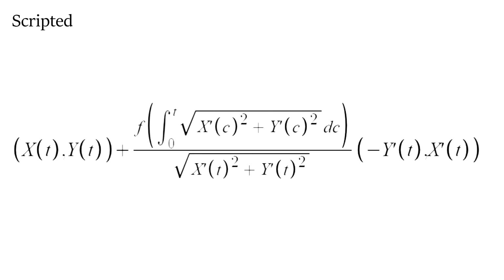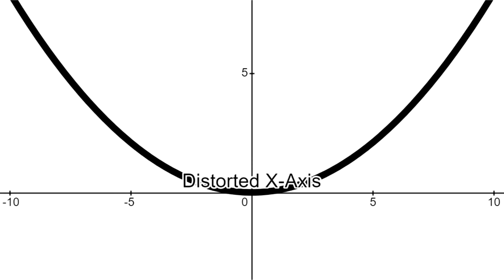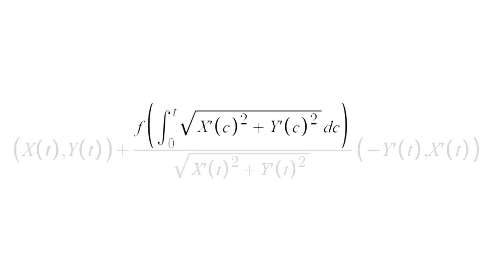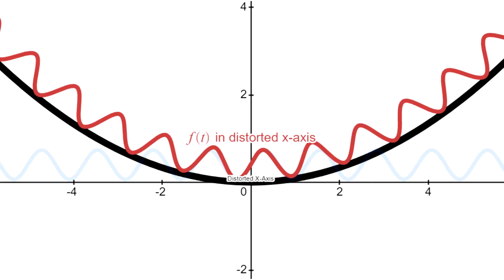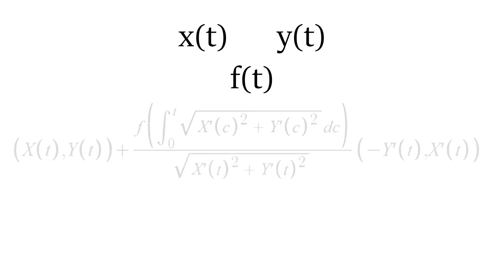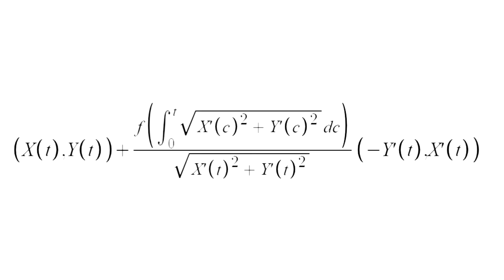In this expression, we have 3 functions at play: x of t, y of t, and f of t. x of t and y of t together act as a curve representing the distorted x-axis of the result curve, while f of t serves as the y-axis, which draws the result curve perpendicular to the distorted x-axis. These are the functions that create the curve itself, but how and why the curve distorts is defined by the expression's structure as a whole.